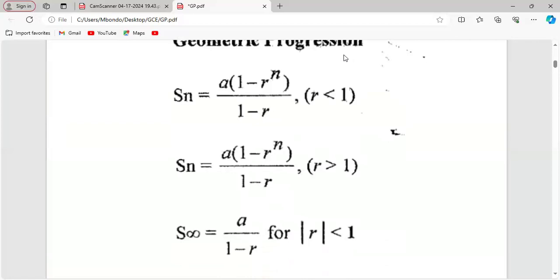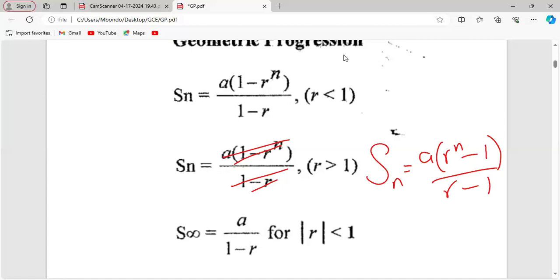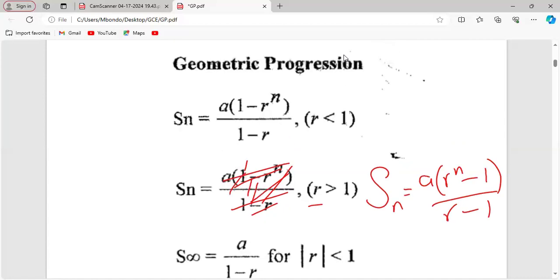This is just for the second one here. This is where we're saying it's supposed to be A minus 1 over R minus 1, when R is greater than 1. That's when we use this one here. And these are formulas that are captured from a past exam paper, so they are always given these formulas. But there's no harm in you knowing them.